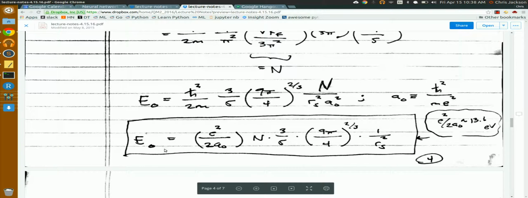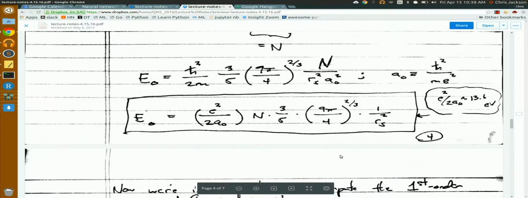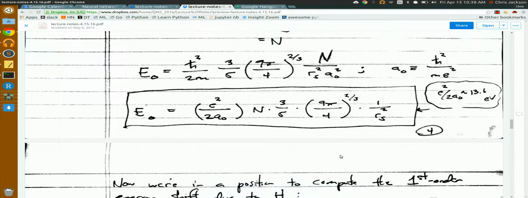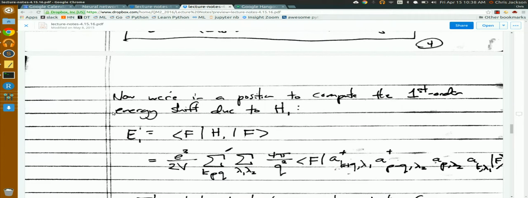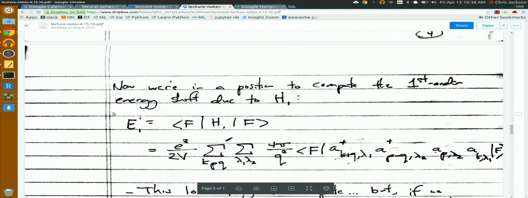So we get that the unperturbed ground state energy is 13.6 electron volts times this stuff. That gives us some confidence that we're doing things correctly, because at least we get the right units for the ground state. And that's always a good check, to make sure you get the right units. So we've got the unperturbed ground state energy.